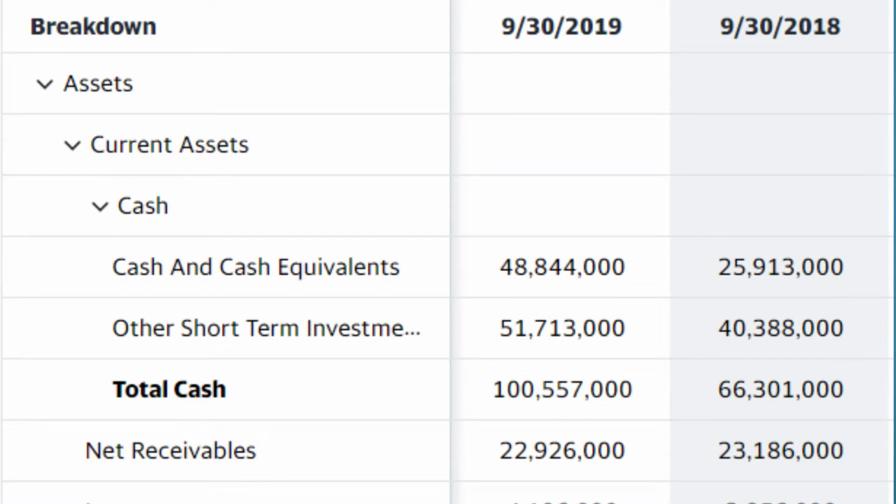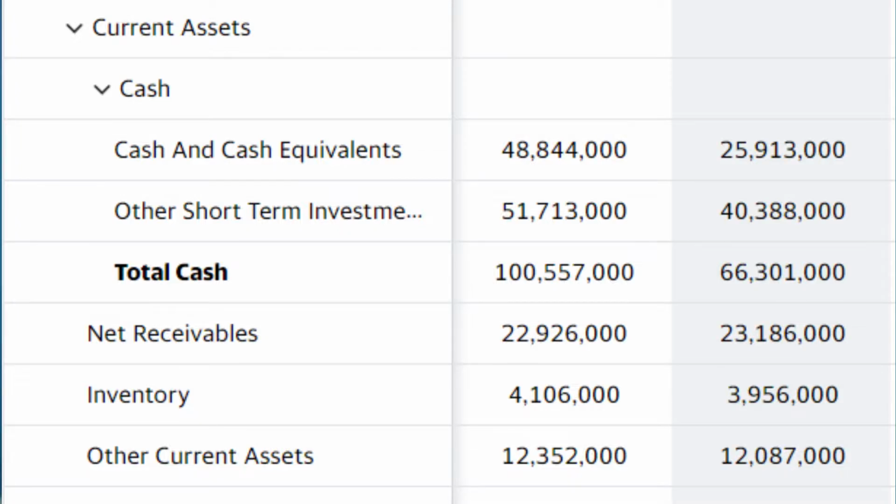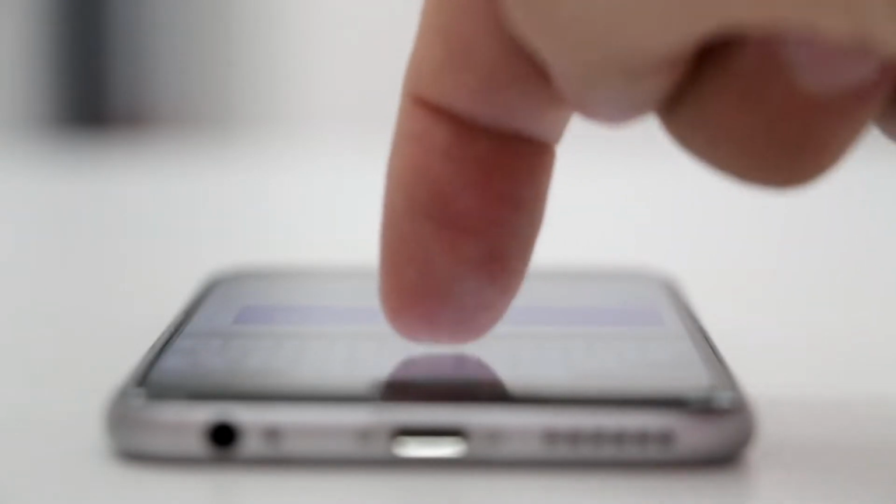The second line is other short-term investments. These are things like CDs. And the next line is net receivables. Net receivables essentially tells us how much money the company is owed for services they have already provided. For example, if Best Buy bought a lot of iPhones but they haven't paid for it yet, this is going to be a net receivable for Apple because they're expecting money from Best Buy.